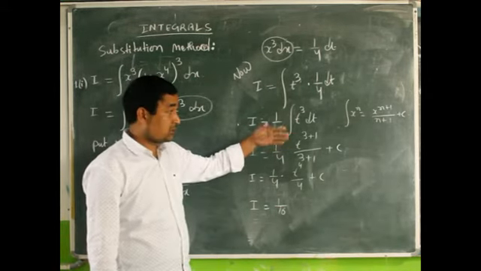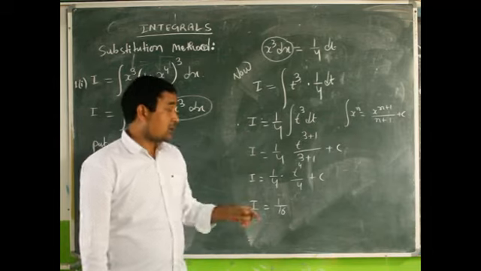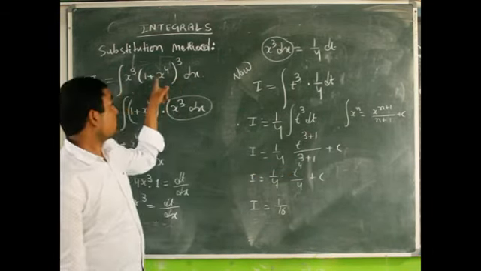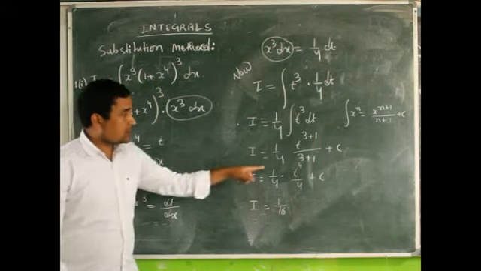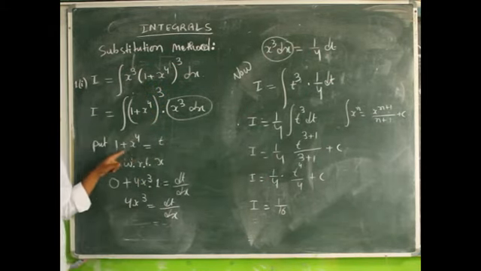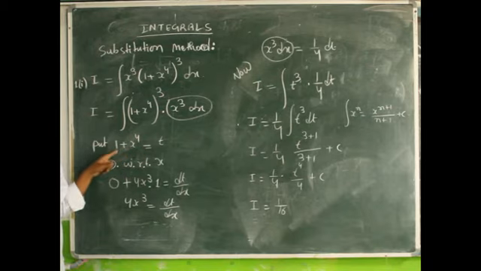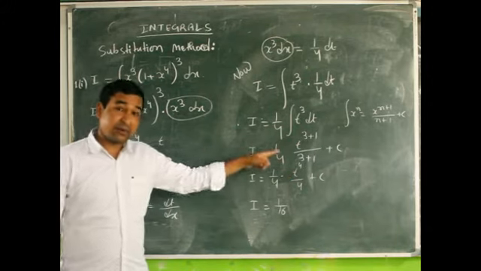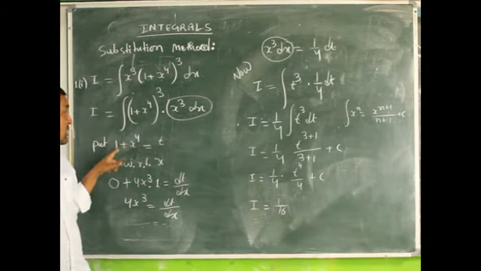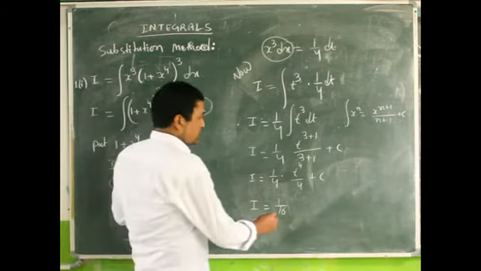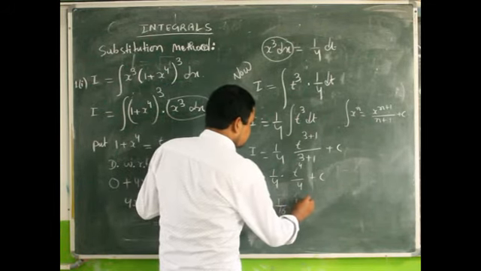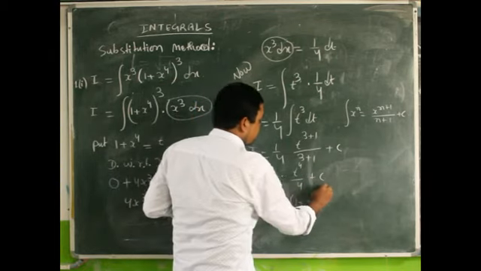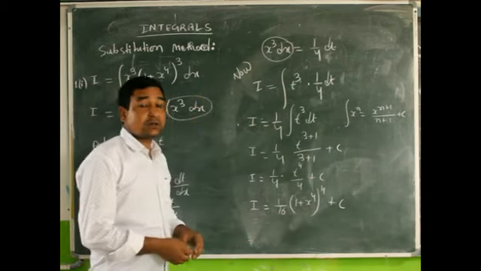After integrating, after simplifying, always write the answer in the same variable as the question. We have t to the power 4. What is the value of t? The value of t is 1 plus x to the power 4. Now replace t by the same variable of the question, that is 1 plus x to the power 4, and don't forget the power 4 in the answer. This is the way we have to do the integration.